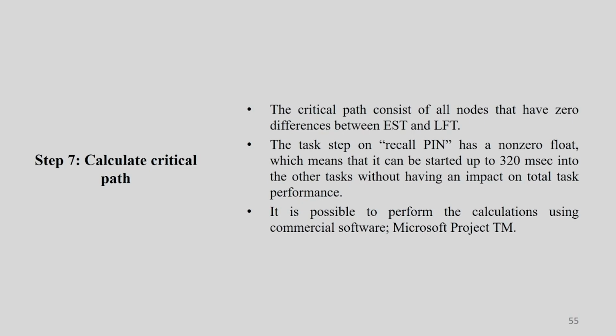So the critical path consists of all nodes that have 0 difference. Okay, so the task step on recall pin has a non-zero float, which means that it can be started up to 350 milliseconds into the other task without having an impact on the total task performance.